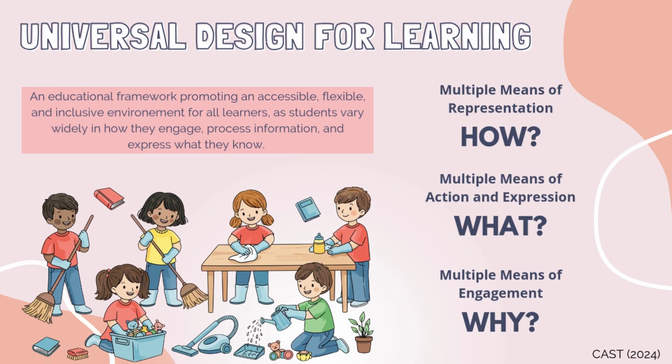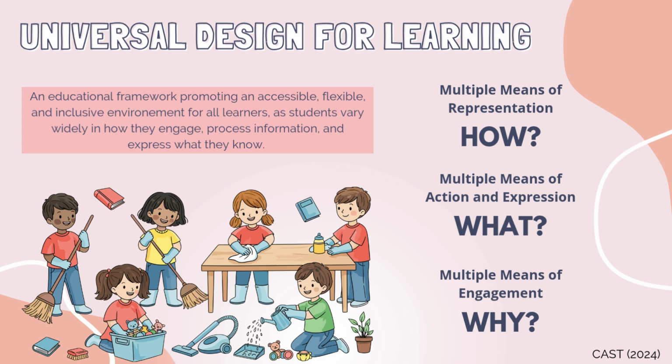Before moving into specific strategies that you can use when interacting with children with SM, I wanted to mention what is called the Universal Design for Learning, or UDL. This is an educational framework that aims to design learning environments that are accessible, flexible, and inclusive for all learners from the start, rather than making accommodations after barriers appear. Learners may vary widely in how they engage, process, and express what they know. We should aim to cater to all students.